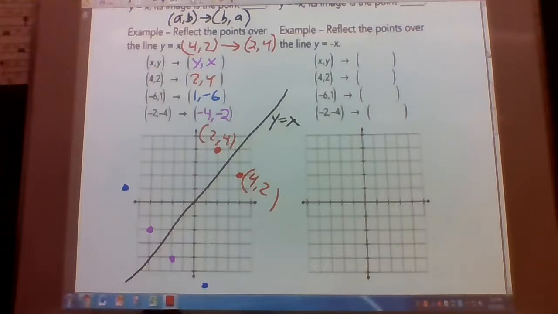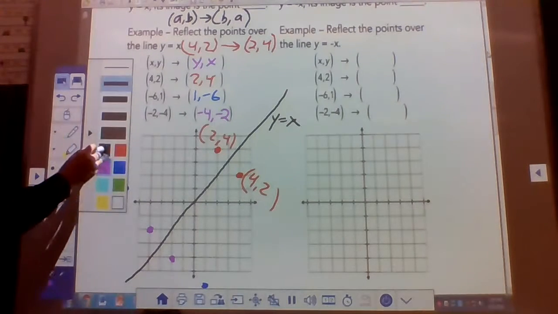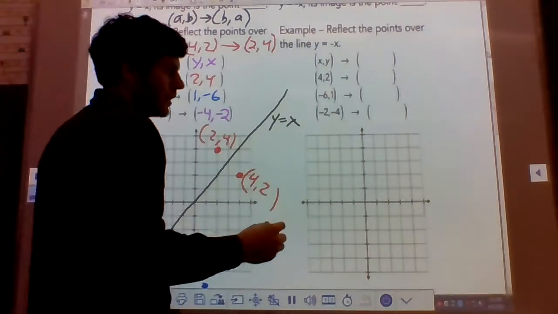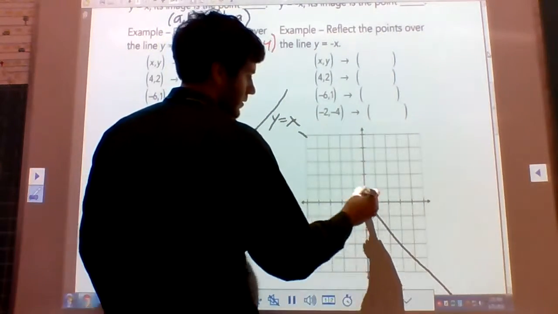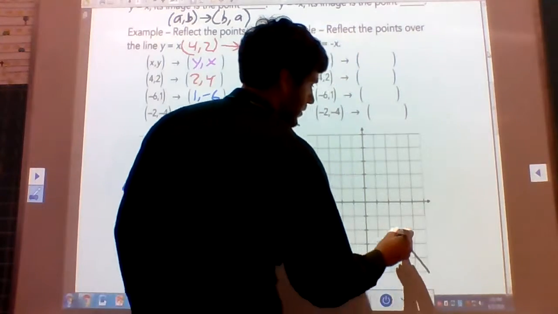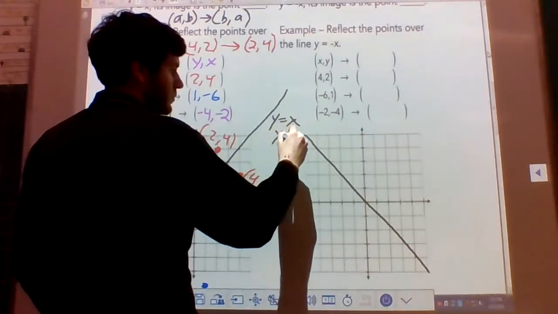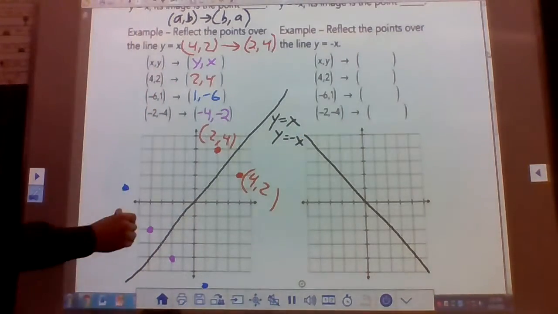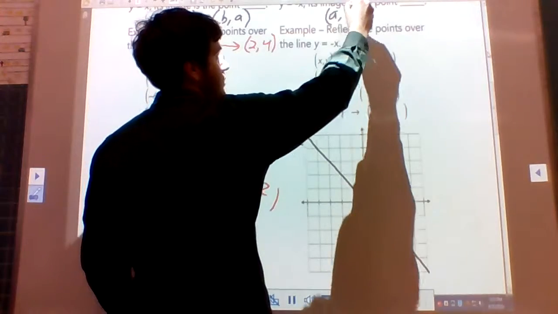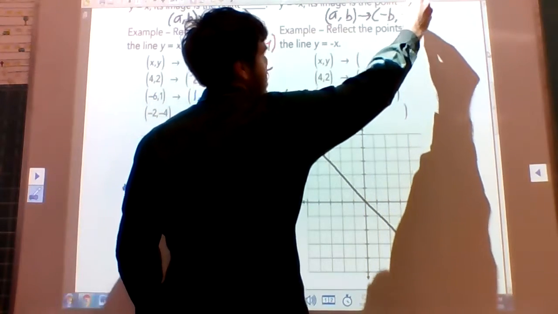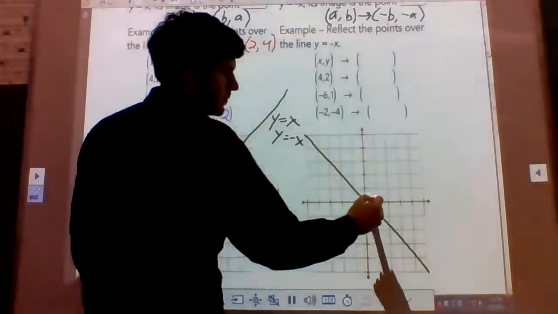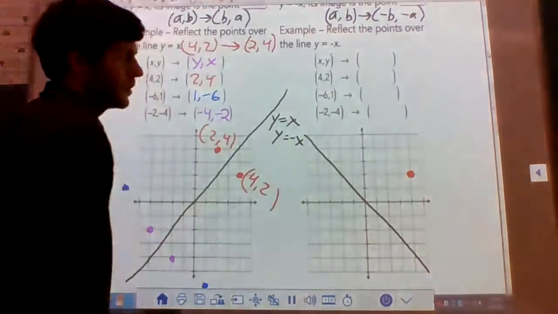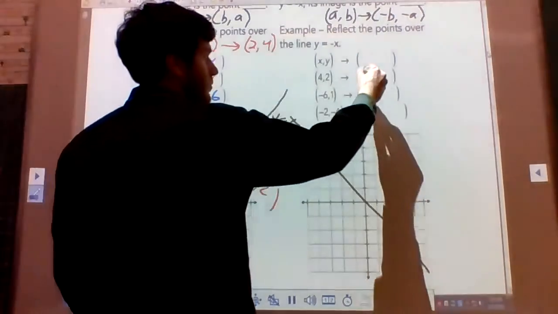Next one is y equals negative x. So let's draw in our line y equals negative x. y equals negative x has a slope of negative 1 and a y-intercept of 0. Not the best line here. Start over. Okay, so that's our line y equals negative x. Our formula for y equals negative x is AB maps to negative B, negative A. 4, 2, let's just use our formula. So 4, 2 is going to go to negative 2, negative 4.